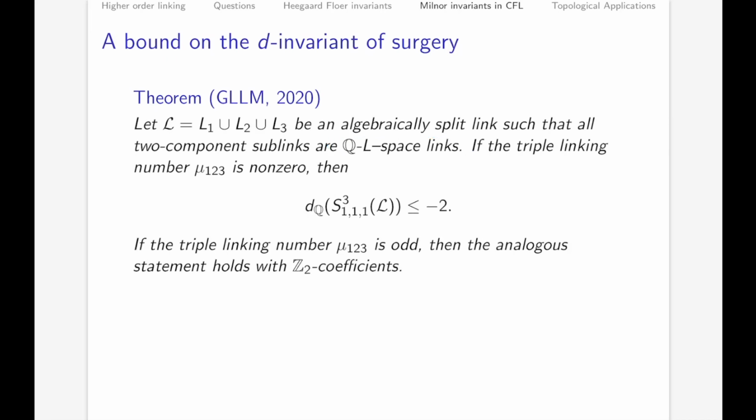Now, I didn't say anything about coefficients before, but I was working under a blanket assumption that everything was with Z2 coefficients. This is a standard assumption that people make in Heegaard Floer homology because nobody wants to work with signs. And everything I said before holds over Z2. But from this point on, we're going to be working with Q coefficients.